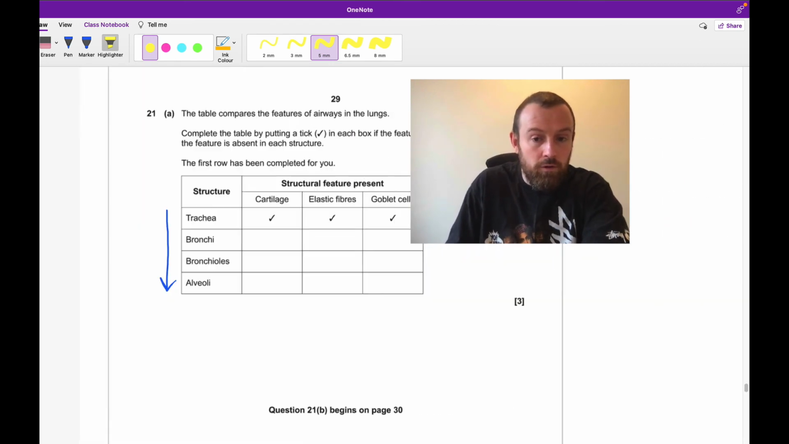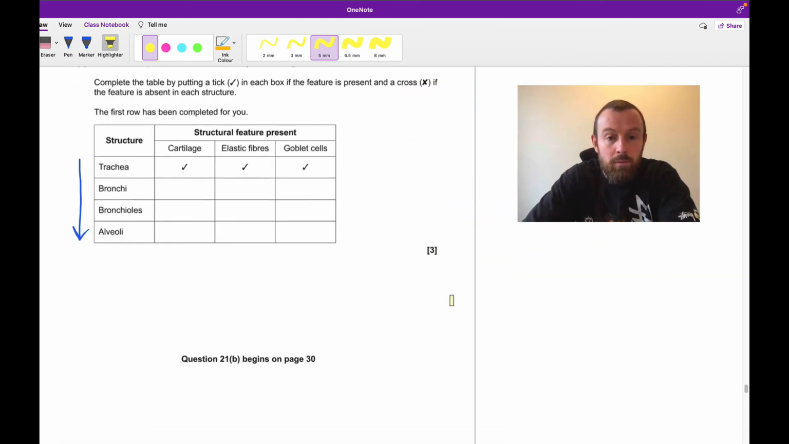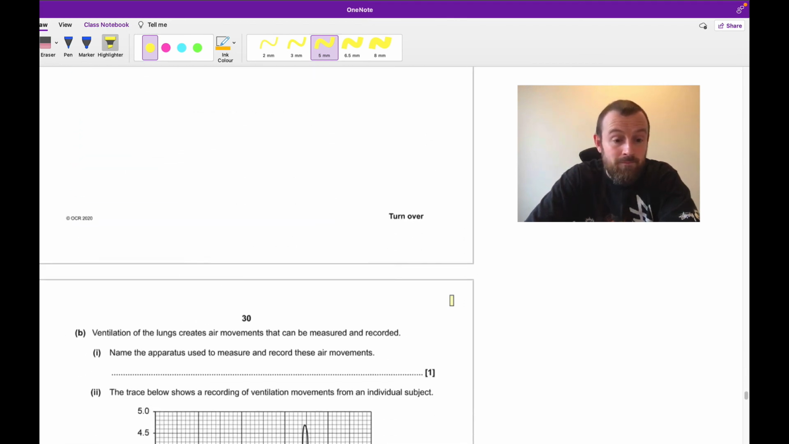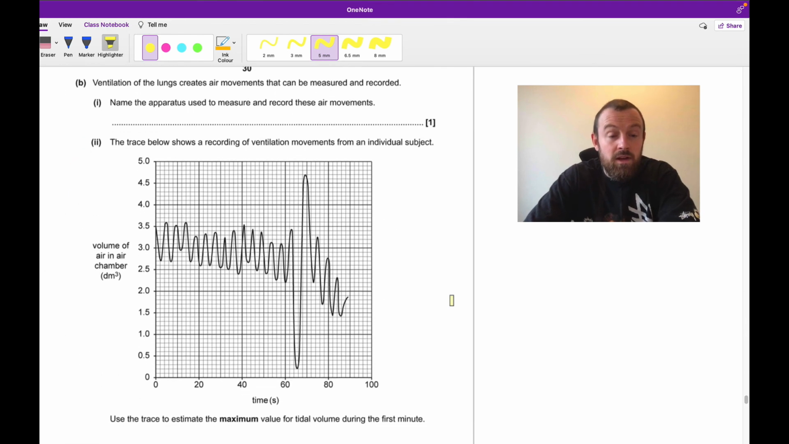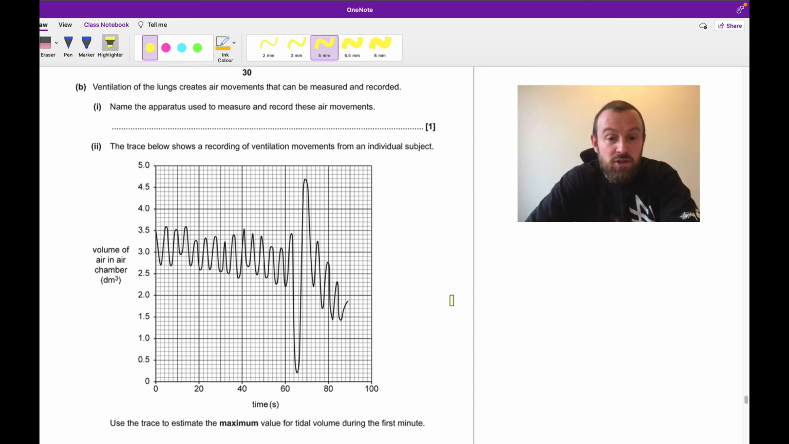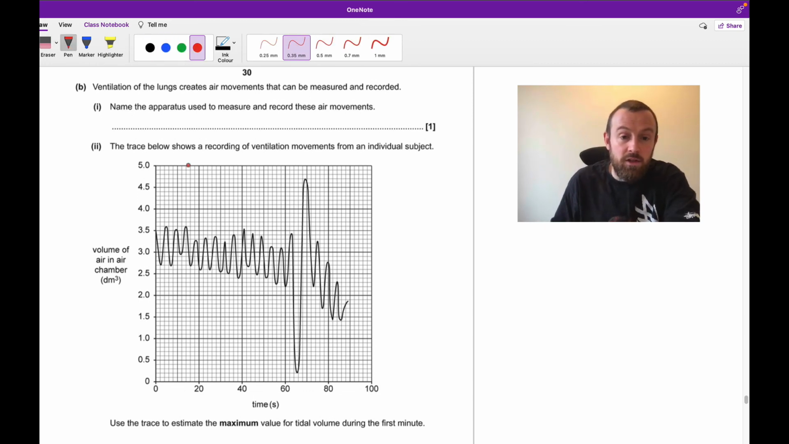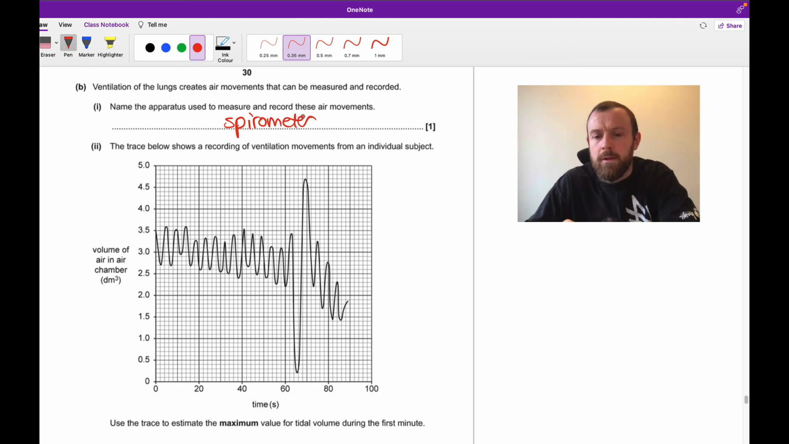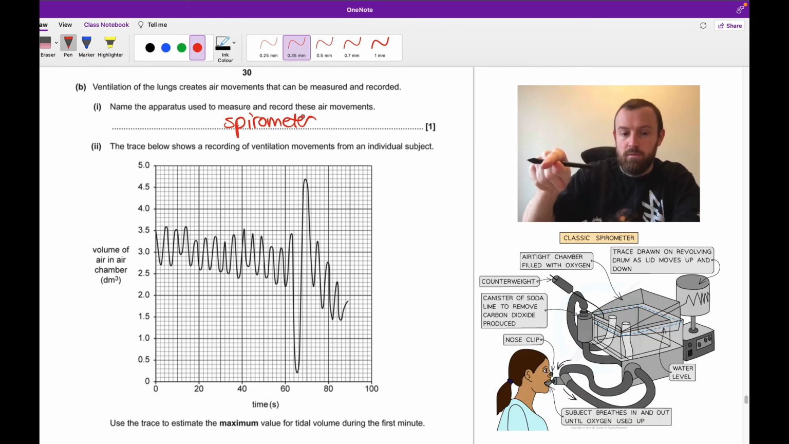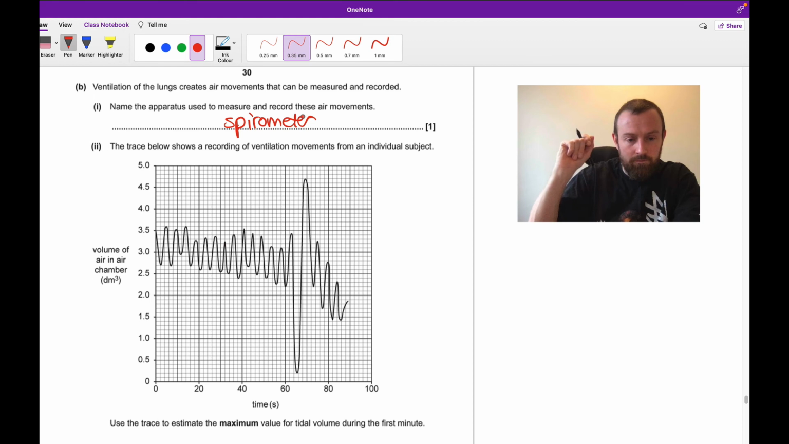Okay, moving on to 21b. So, ventilation of lungs creates air movements that can be measured and recorded. Now, this apparatus here that is used to get this trace is called a spirometer. It's easy to confuse it with a respirometer, but they're different. Okay, so here's a little picture of a spirometer just in case you couldn't remember. Here it is. And now it's gone.